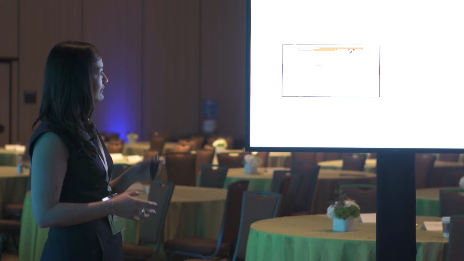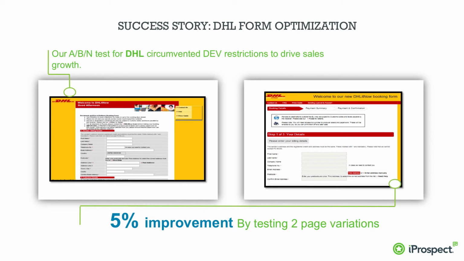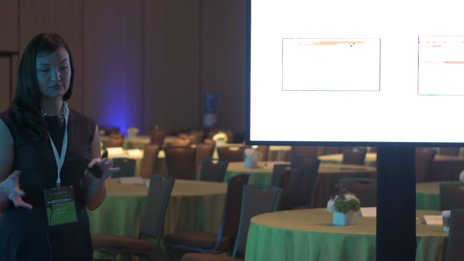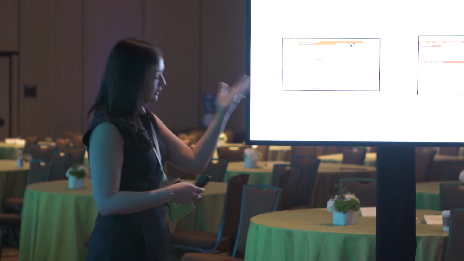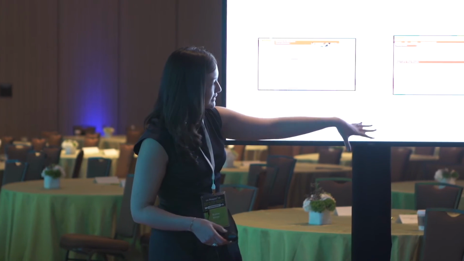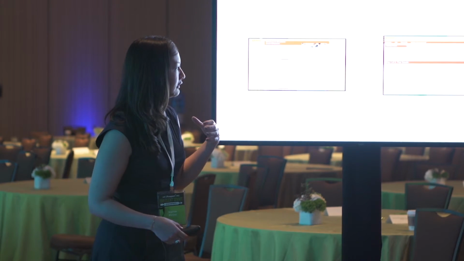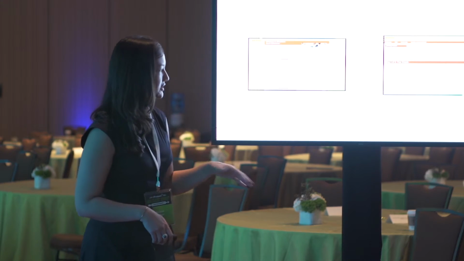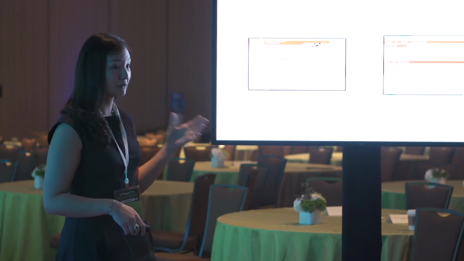We also noticed that they had a very clunky sort of form. It was just a form, and people were not completing the form. So we used a tool called Optimizely, and the reason we had to do this was that the DHL dev resources were limited, and we had to circumvent them. Optimizely allows you to implement a line of JavaScript, and using a little bit of JavaScript, a little bit of CSS, we actually improved the form flow, and just by testing a couple of variations, we saw a 5% improvement in form completion.